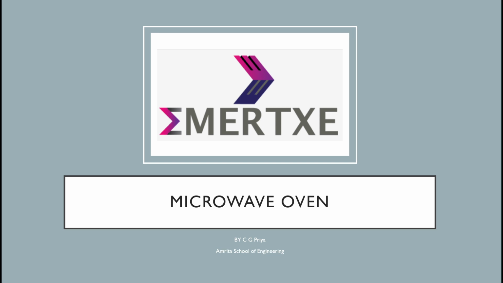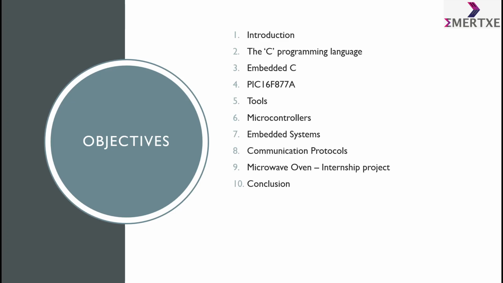So before getting into the main part of the project, I would like to first give an overview of the whole internship. So the main objectives of today include introduction, the C programming language, embedded C, the microcontroller that we used for this internship, that is PIC 16F877A, that comes under the family of PIC microcontrollers, the tools which we use to implement all of this, introduction to microcontrollers, embedded systems, communication protocols, and the internship project with the conclusion.